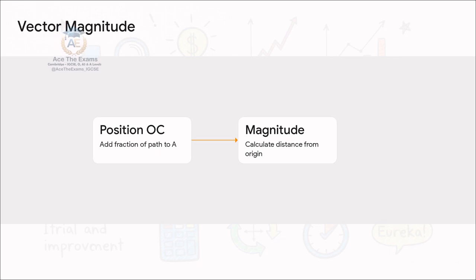To find the magnitude, or the straight line distance from the origin to C, we just use the Pythagorean theorem. Square the I component, square the J component, add them together, and take the square root. The square root of 5.2 squared plus 6.2 squared gives us a final magnitude of 8.09.